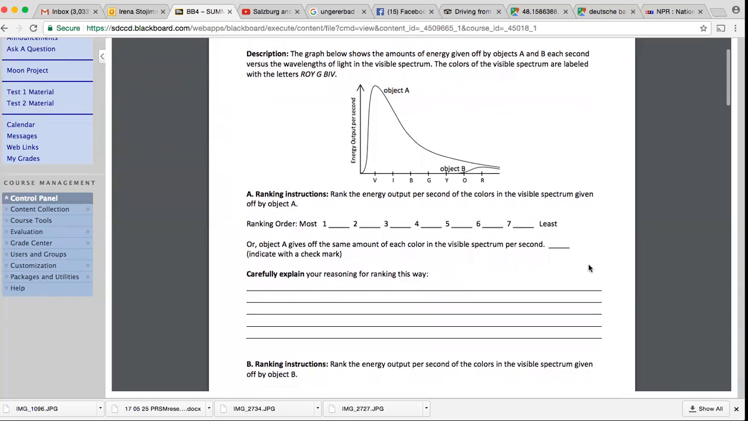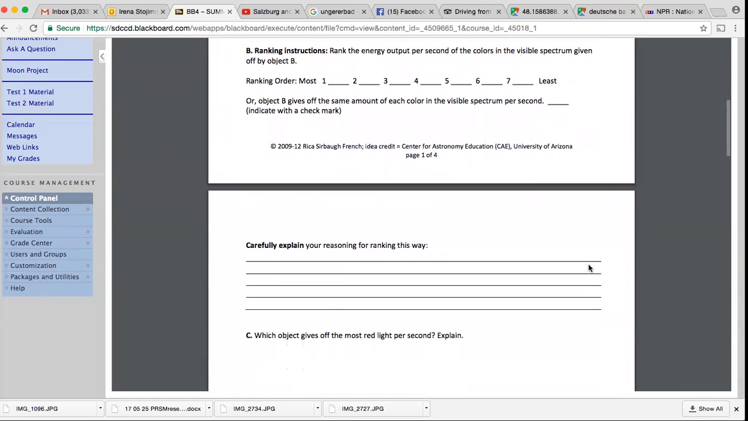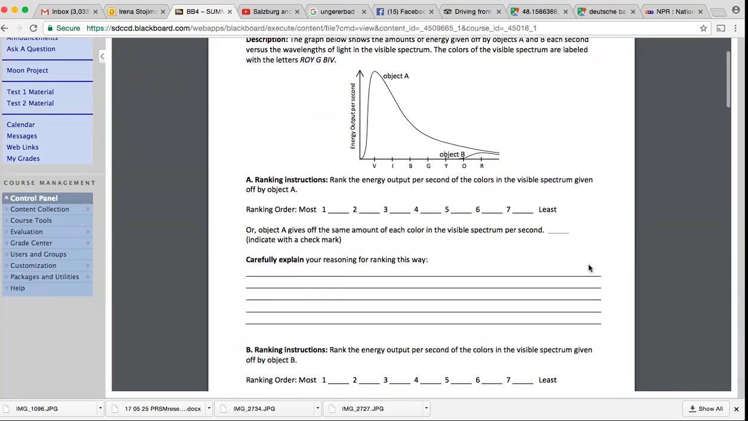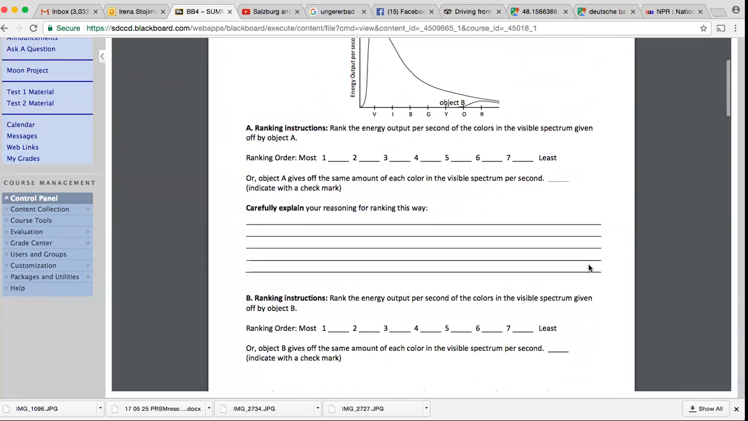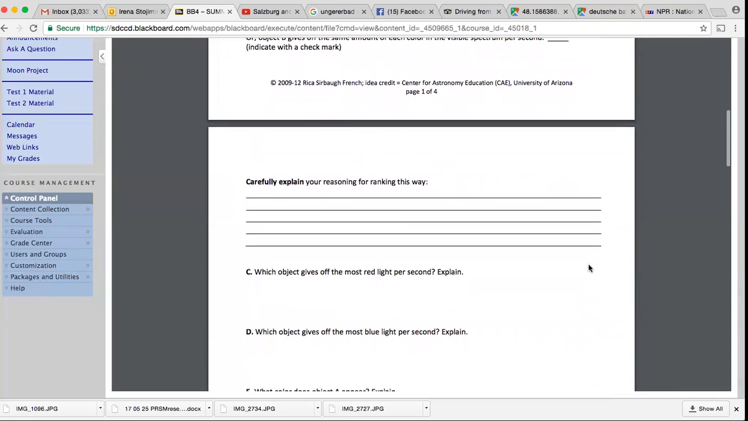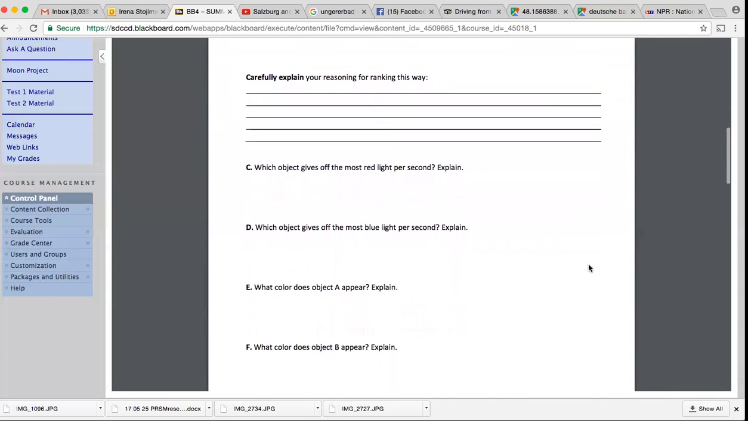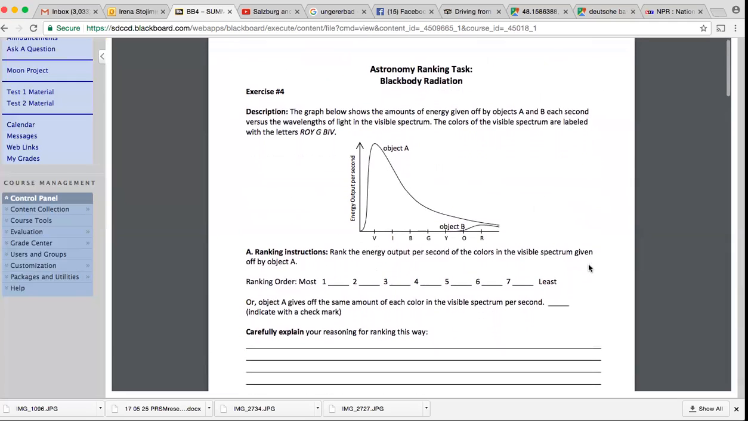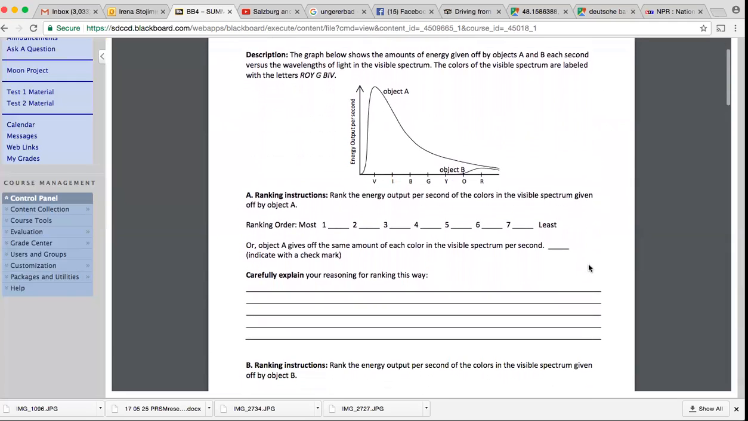What colors do they appear? So basically, object A gives you more of everything. You can see, right? At every single color, it gives more energy. So that's fine, and this is all easy. So what colors are they? Object A would appear violet or bluish. Object B would appear red. Okay, good.